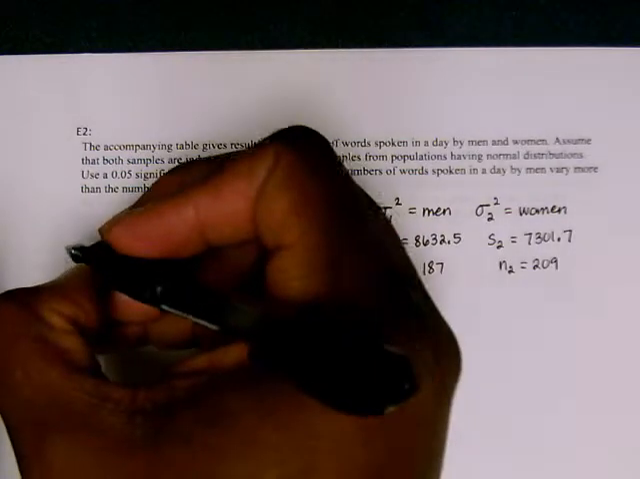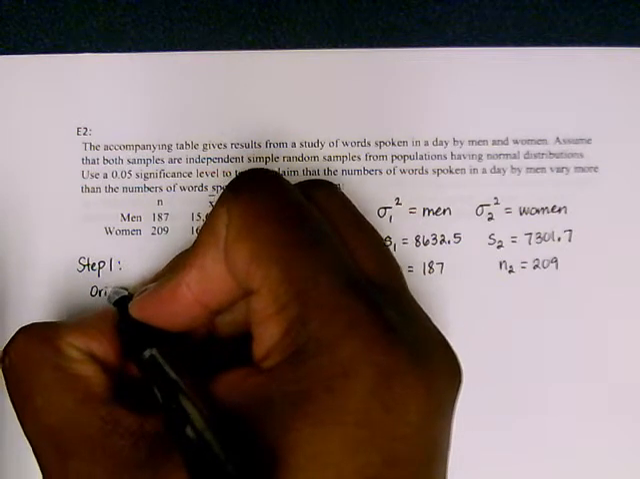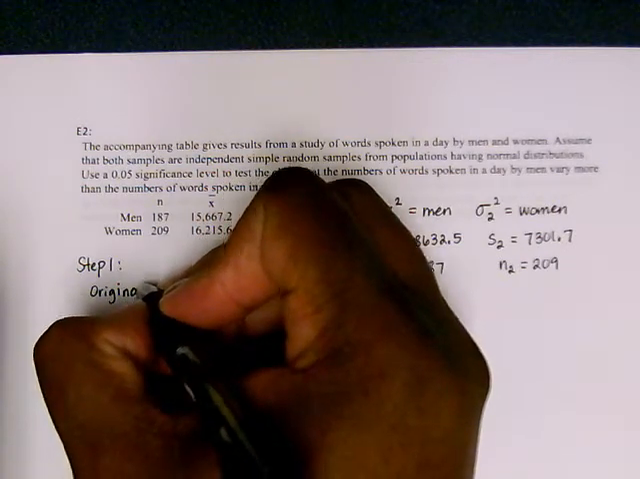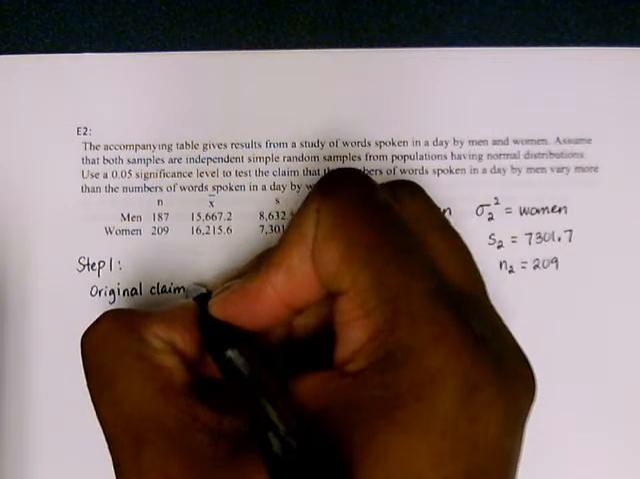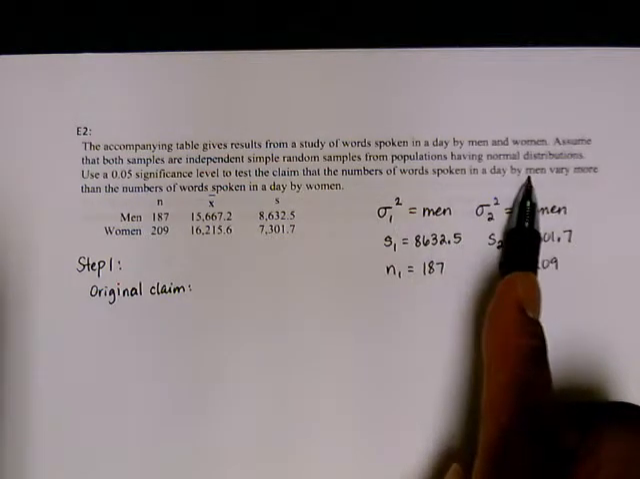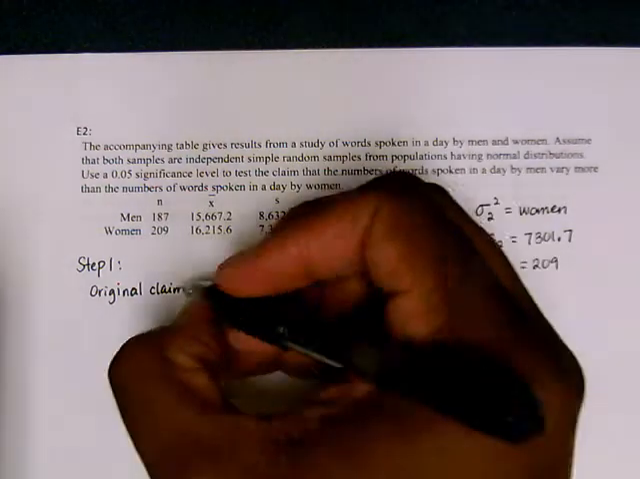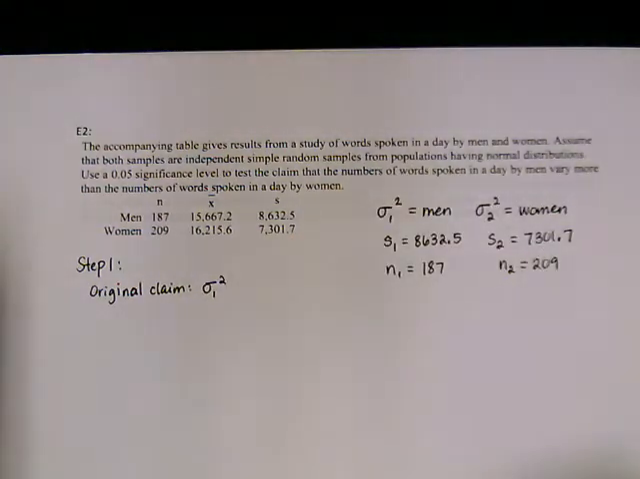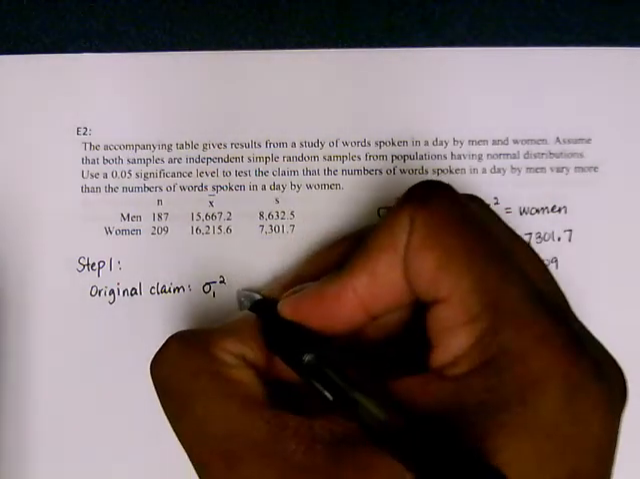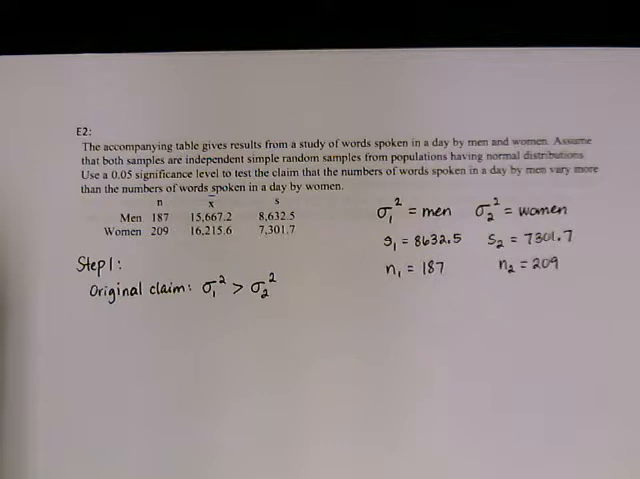Okay, so we'll start our hypothesis testing procedure. In step number 1, we want the original claim. In this case, the number of words spoken in a day by men vary more than the number of words spoken in a day by women. So here's sigma 1 squared, the population variance of the number of words spoken in a day by men, is greater than sigma 2 squared, the population variance of the number of words spoken in a day by women.